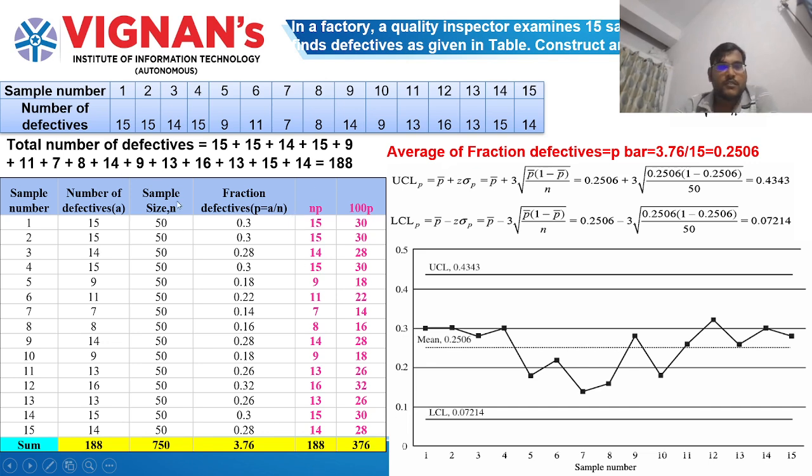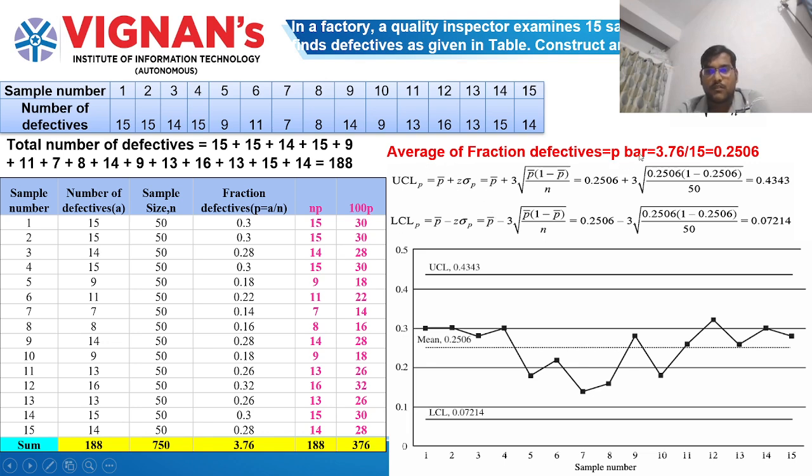After finding the fraction defectives, you have to find the P bar, that means the average. First you have to find out all the values. So total number of defectives: 15 plus 15 plus 14, you have to add all the values. That is 188. This is the total number of defectives.